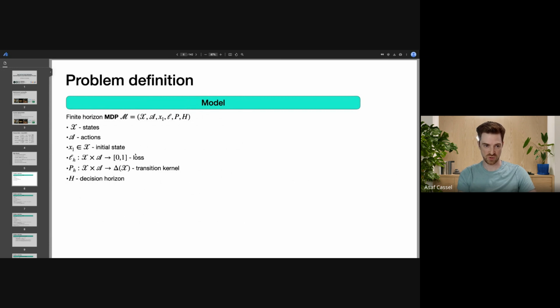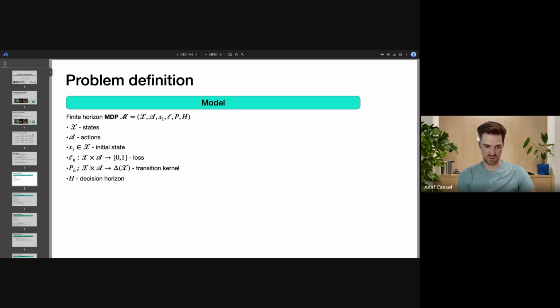This is the general definition of MDP. So we have a set of states X, a set of actions A, an initial state X1, which is without loss of generality just a single state. And we have our loss functions. We'll be looking at losses here as opposed to rewards. So it's worth noticing because it might be confusing in some cases. We're trying to minimize loss rather than, as is often the case, maximize reward.